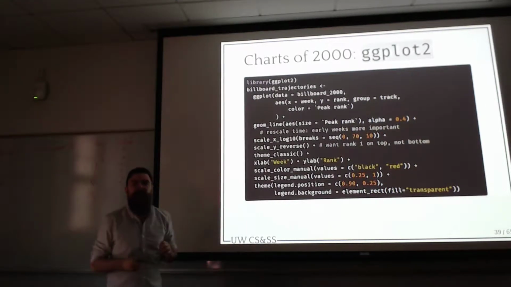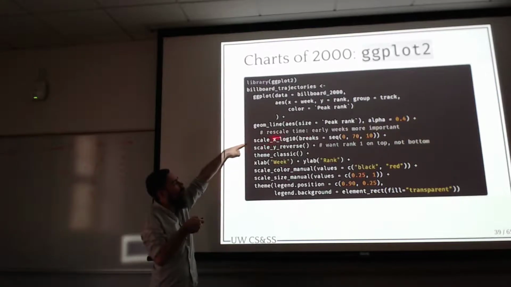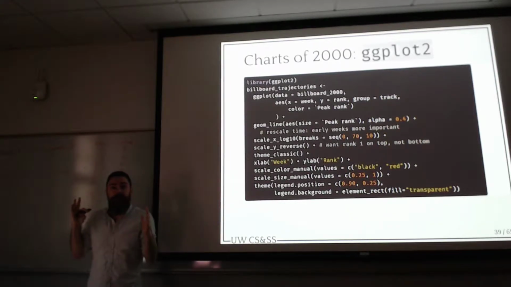Okay? Making things partially transparent is great when you plot a lot of things that overlap. As we'll see, the lines overlap a lot. Next, I'm rescaling time. I said scale x log 10. The reason for that is that I want to highlight early weeks.